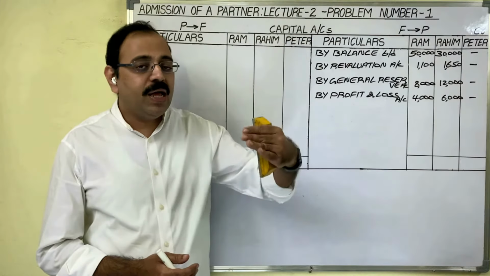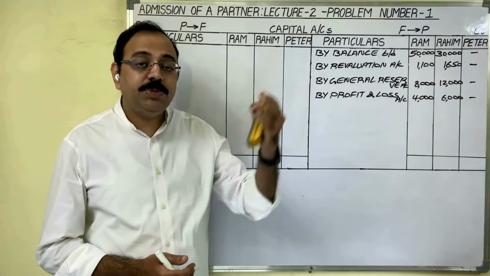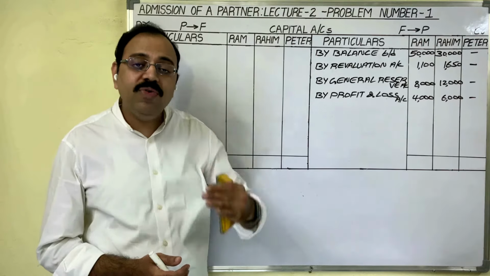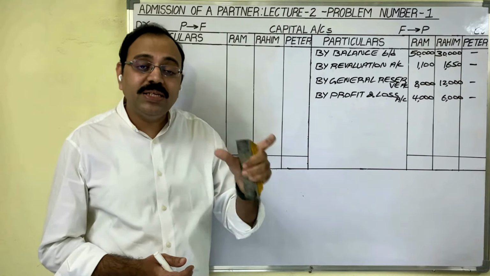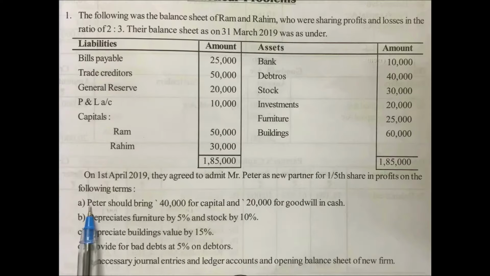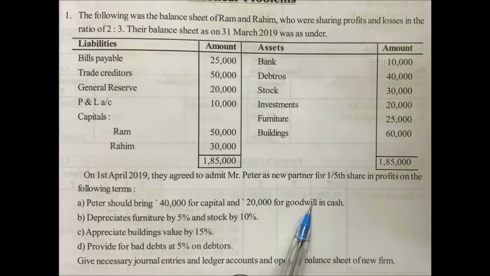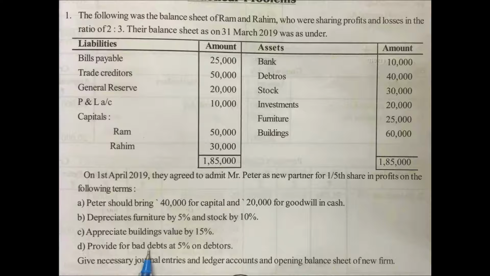When new partner Peter is coming, he is bringing capital and goodwill now. For that, we have to write the journal entry now. A point is related with capital brought by the new partner and goodwill adjustment. See the sentence: Peter should bring 40,000 rupees for capital and 20,000 rupees for goodwill in cash. And related to goodwill, there is no extra information.